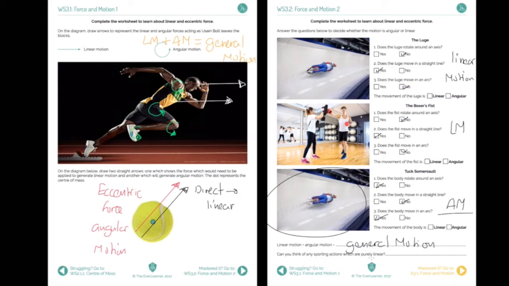And can you think of any sporting examples which are purely linear? And I urge you to get your students to rack their brains about this, because there broadly aren't any. The best ones you're going to come up with are things like luge, skeleton. You might even get someone who says the flight of a shot put.